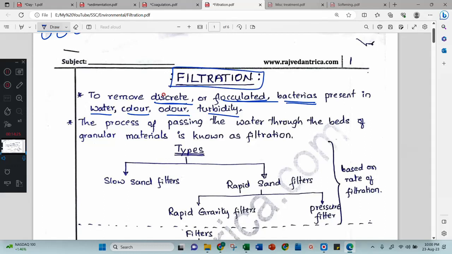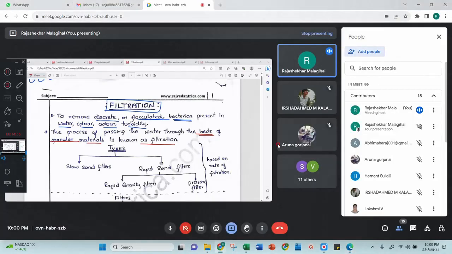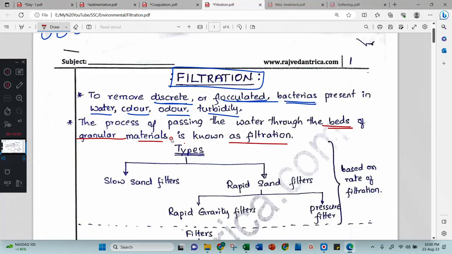In filtration, the process of passing the water through beds of granular material is known as filtration. The granular material will be there so that the water is passed through it. That is filtration.